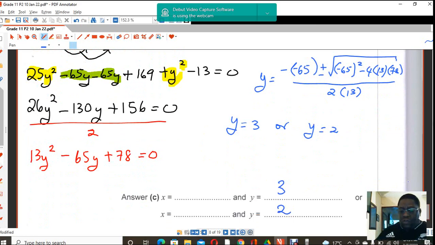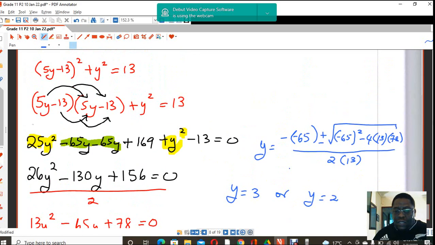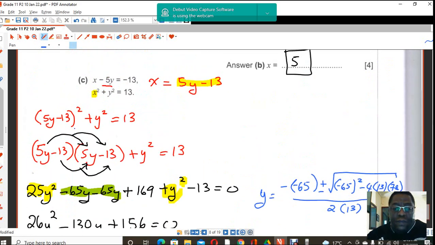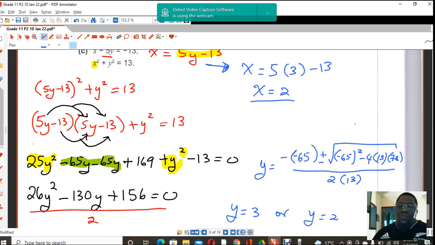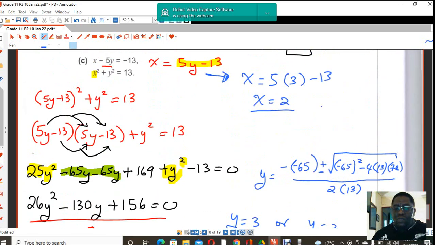Now I must find the corresponding x values. So when y is 3, I'm going to go back all the way to this one here, to find x equals 5 times 3 minus 13. Okay, so x will equal 2. Okay, that's 15 minus 13. So when y is 3, x is equal to 2.